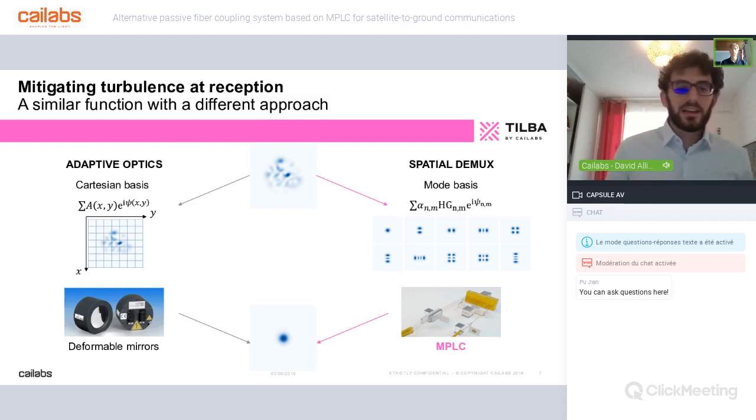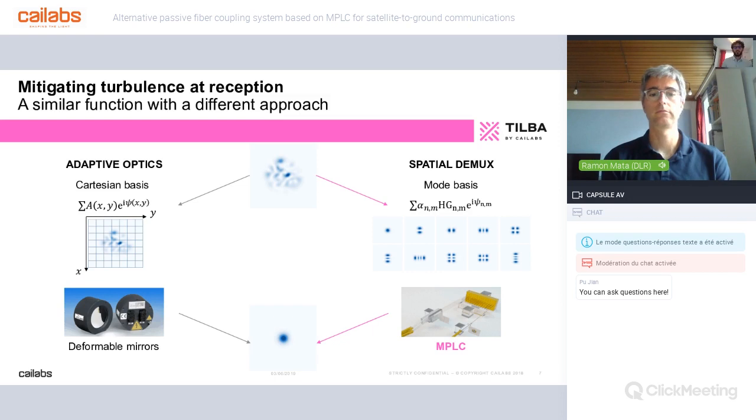And now, more practically, what do we want to do? Mitigate atmospheric turbulence. This is, to me, one of the most important slides, because if you understand this really well, you understand what we can do and what we want to do with the MPLC.